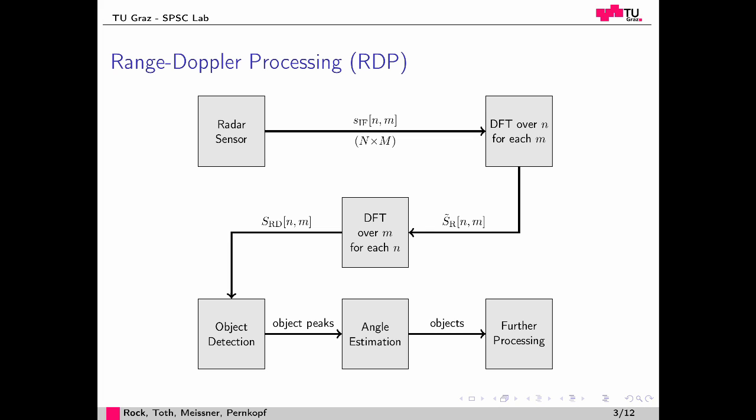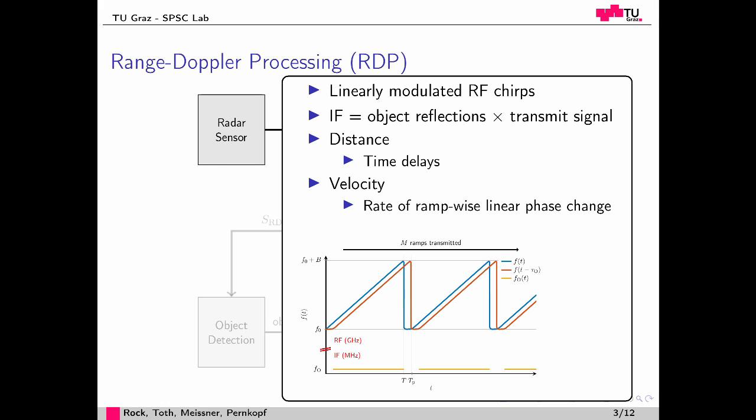First, I would like to give a short overview of the range Doppler processing chain. In the first step, we have the radar sensor itself. It sends out linearly modulated radio frequency chirps, which we also call ramps. The object reflections that are received by the antennas are mixed with the transmit signal, which gives us the intermediate frequency or IF signal. This signal contains the distances and the velocities of the objects within the environment of the radar sensor through the time delays and the rate of ramp-wise linear phase change.